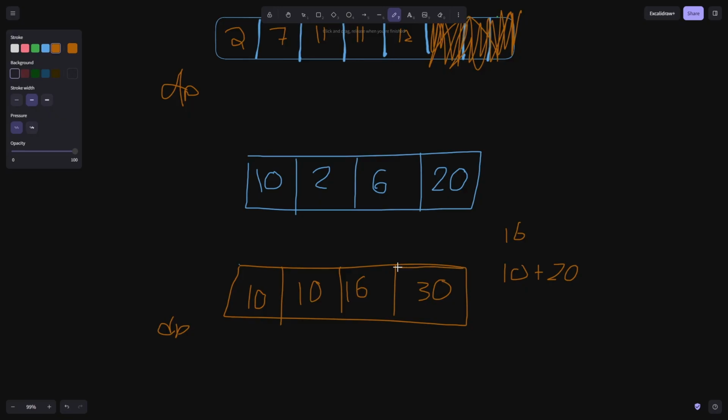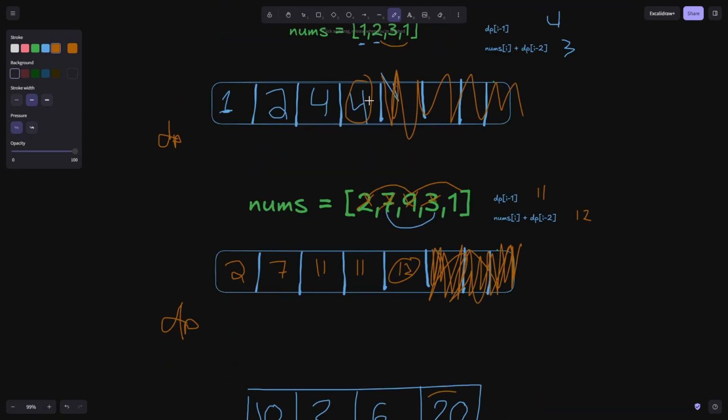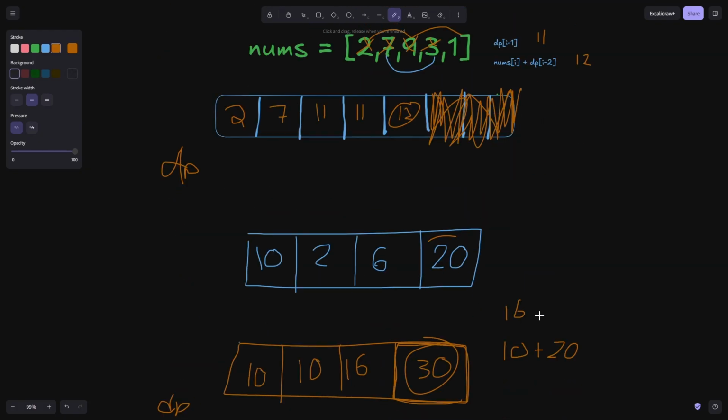Remember, the last index in the DP array will store the actual answer we need. So 30 is the correct answer, just like 12 is the correct answer, and 4 is the correct answer for these respective problems. And that makes sense, right?